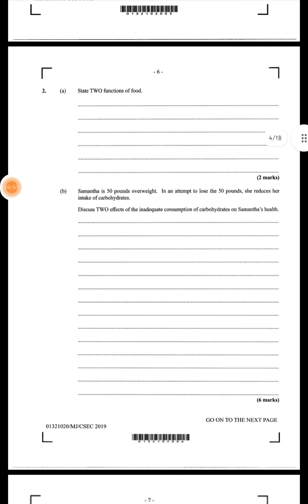Here we're moving on to question 2. State 2 functions of foods. We eat food every day, but do we know what is food? Answering these questions, we need to look for the key points in the question. So food can be described as a nutritious substance that people or animals eat or drink in order to maintain life.